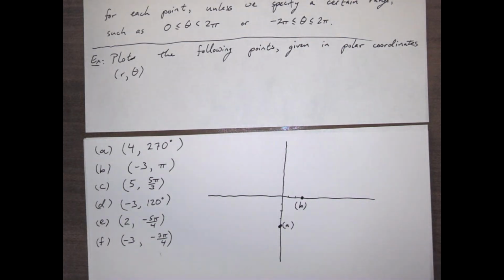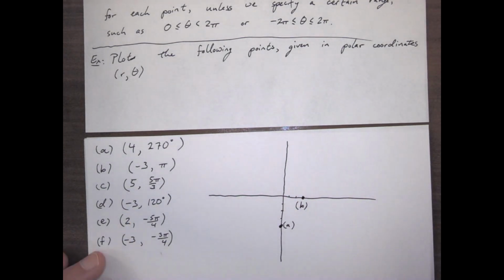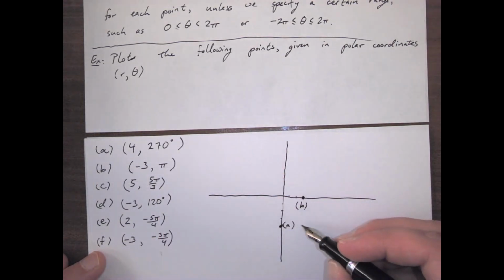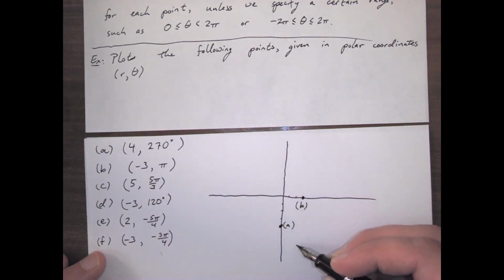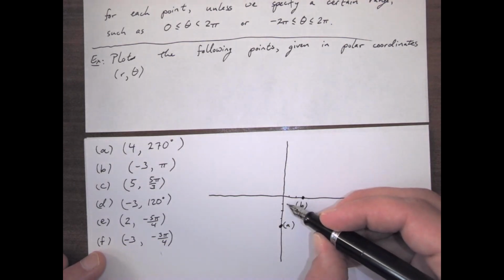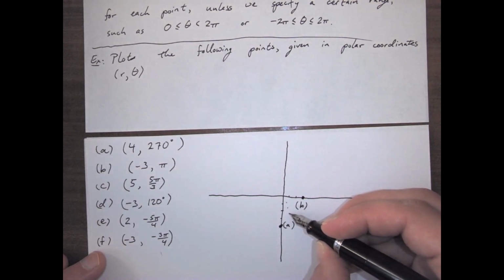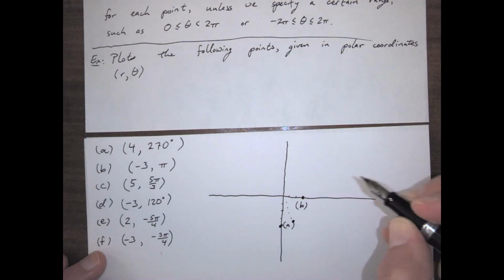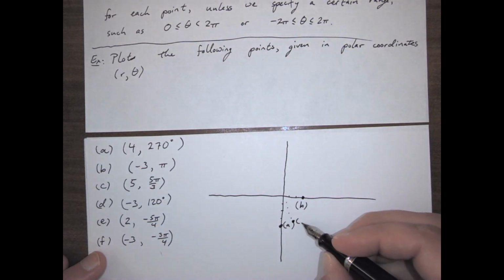Negative always means opposite direction from whatever positive would mean. Okay, now 5 pi over 3 is the direction, 5 is the distance. So 5 pi over 3, that is down here. It's the same as -60 degrees, or it's 300 degrees. And we're supposed to be stepping out 5 units here. 2, 3, 4, 5. And that'll be C.